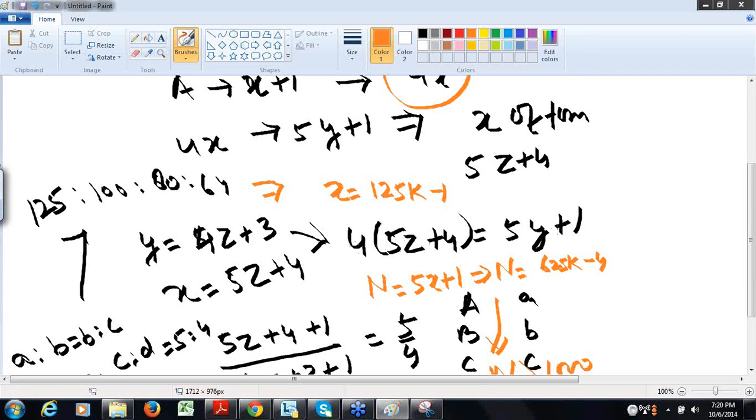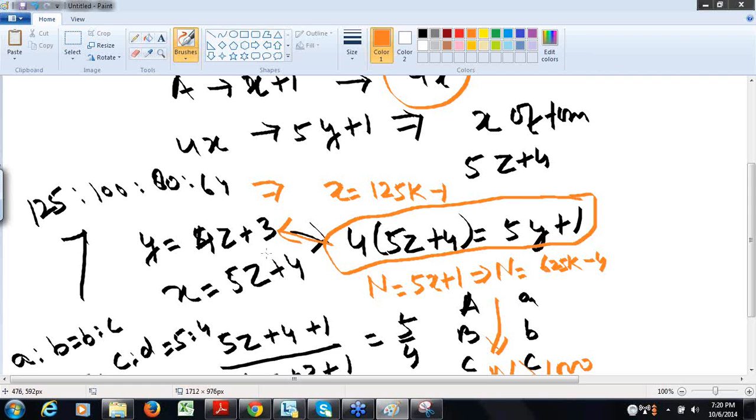4x is equal to 5y plus 1. Now x is of the form 5z plus 4. So put this value 5z plus 4 here. So 4 into 5z plus 4 is equal to 5y plus 1. Now what does it mean? This means that y is equal to 4z plus 3 and x is equal to 5z plus 4. We deduce from this equation that y is equal to 4z plus 3 and x is equal to 5z plus 4.